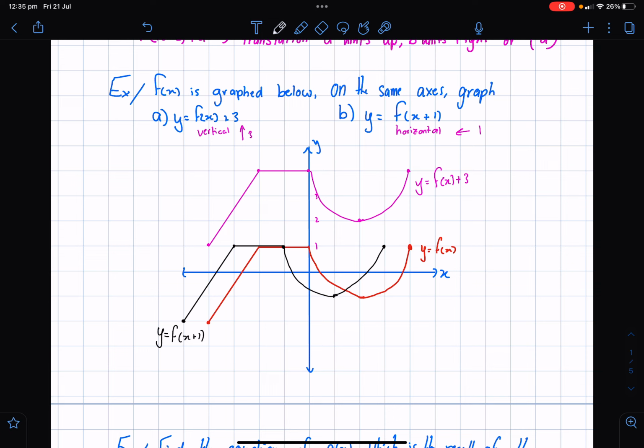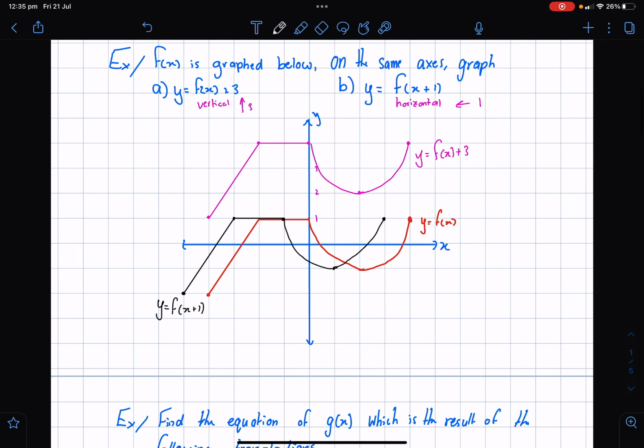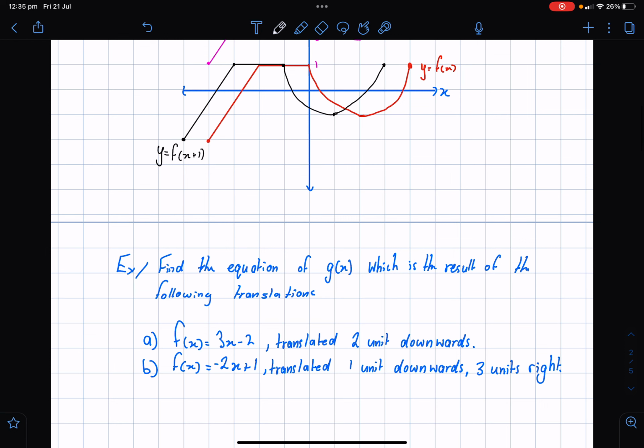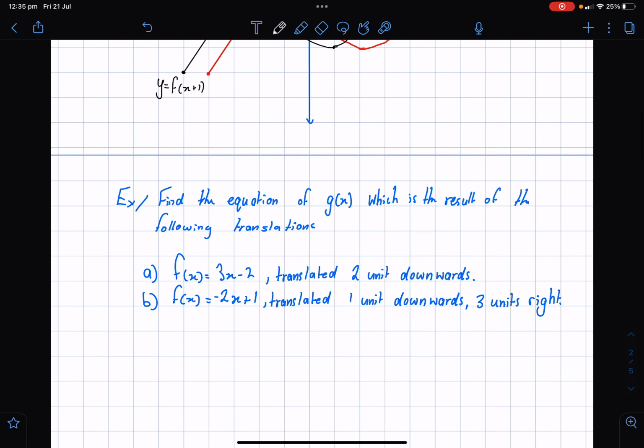All right, so you need to identify what translation we have and then apply that in the correct manner. It can get a little bit trickier when we're just looking at equations, okay? So find the equation of g of x, which is the result of the following translations. So we have f of x and we're told different translations. Part A, f of x equals 3x take 2, and it's translated 2 units downwards. Now downwards means vertical translation, so it's happening outside of my function.